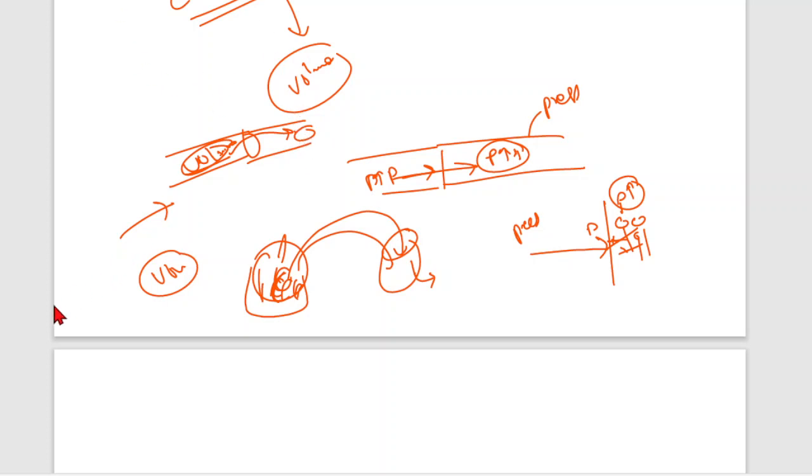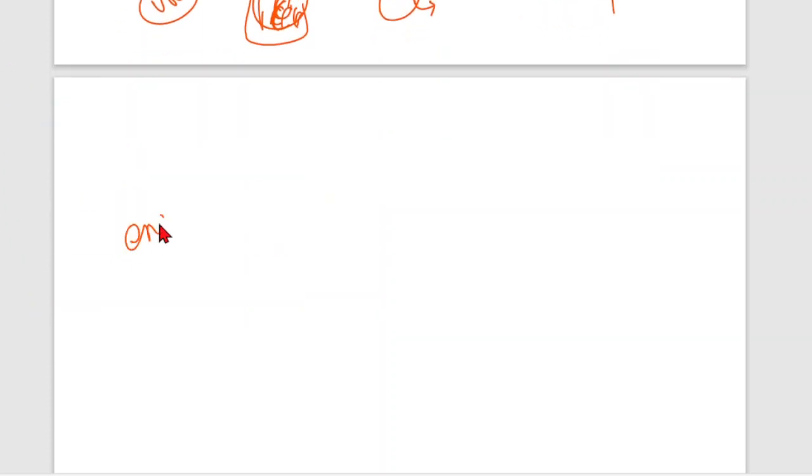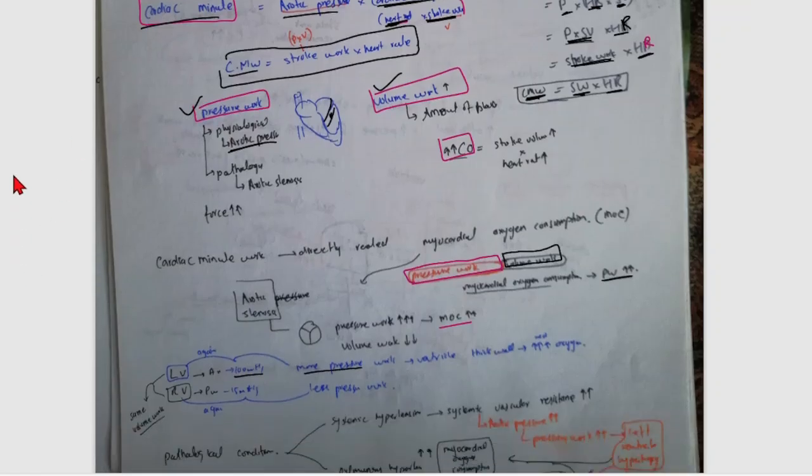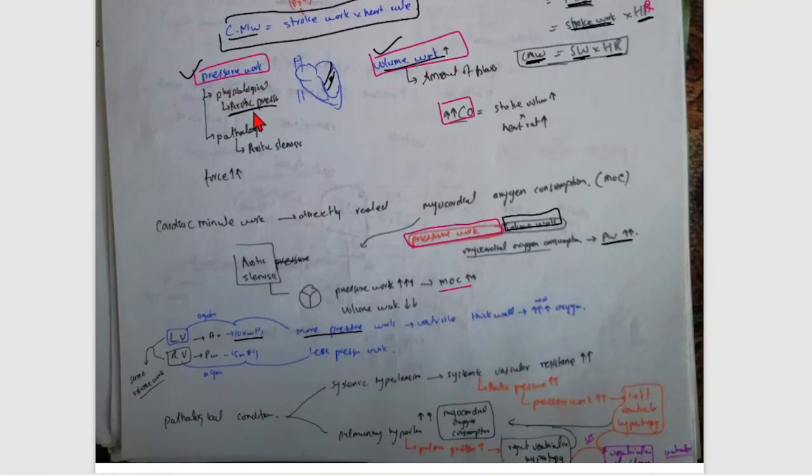So mostly the energy is actually used due to pressure, against the pressure. So pressure work is more important, and pressure work uses more energy. You have to know this answer. So one is pressure work, another is volume work.